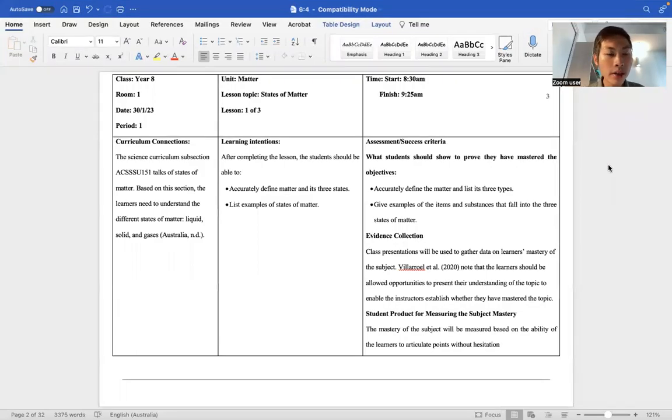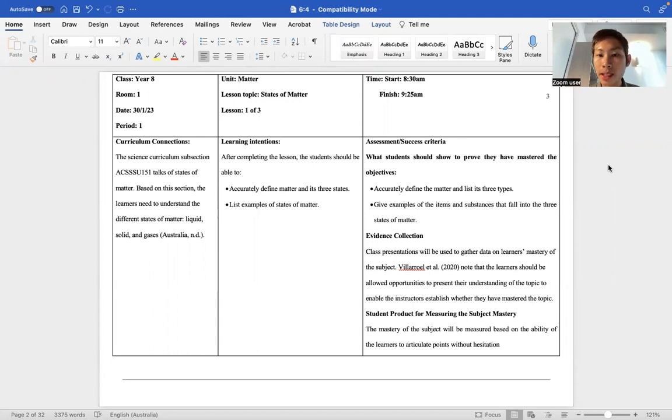The following are a sequence of 3 lesson plans for Year 8 Chemistry. Lesson 1 is the states of matter. Students should be able to accurately define matter and its 3 states and list examples of states of matter. According to the Australian curriculum, the learners need to understand liquids, solids, and gases.